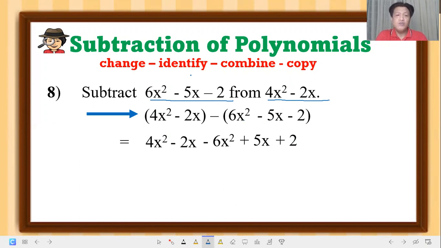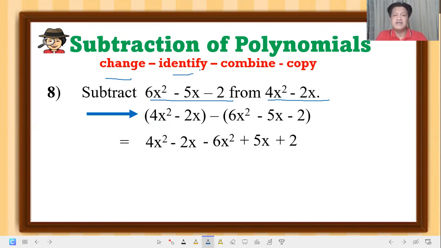Okay, and then we are going to change the sign of the subtrahend. Okay, ito yung subtrahend natin. Kaya copy lang natin si minuend, 4x squared minus 2x, and then nag-reverse na tayo ng sign, no? From positive, naging negative siya. From negative, naging positive. Then from negative, naging positive. And we can now identify like terms.